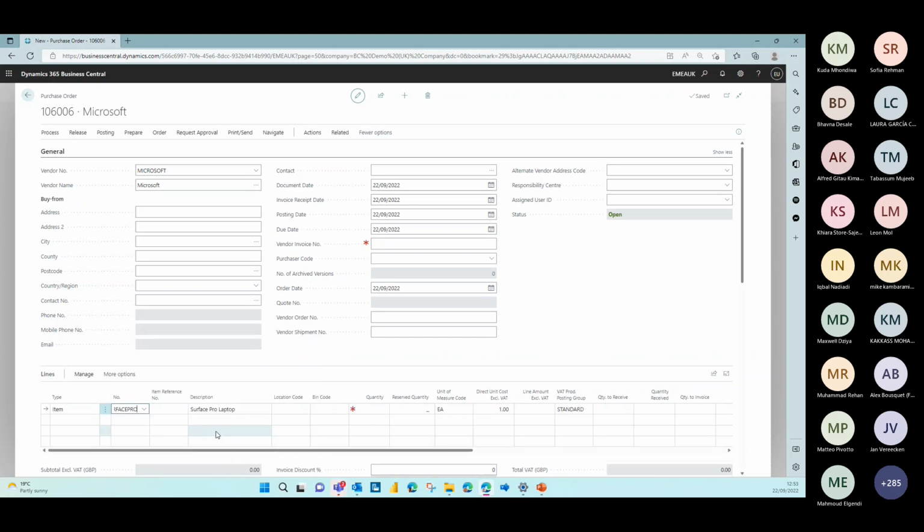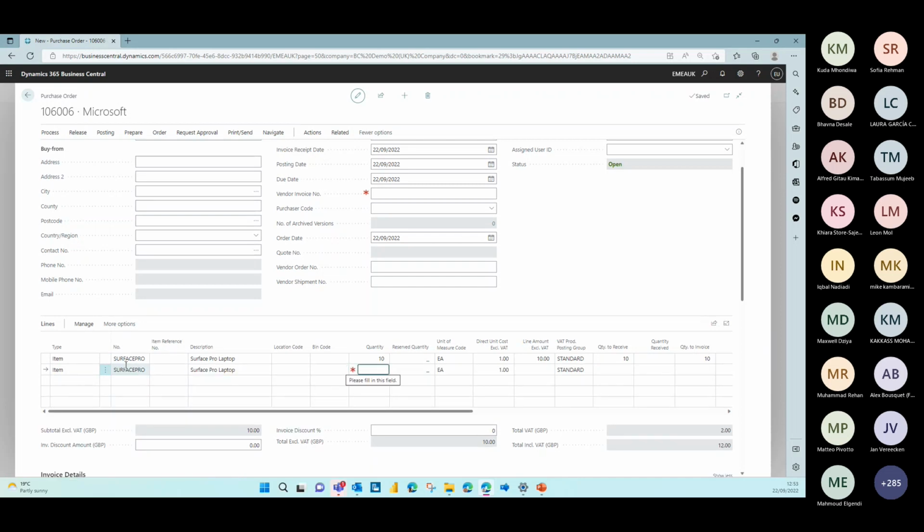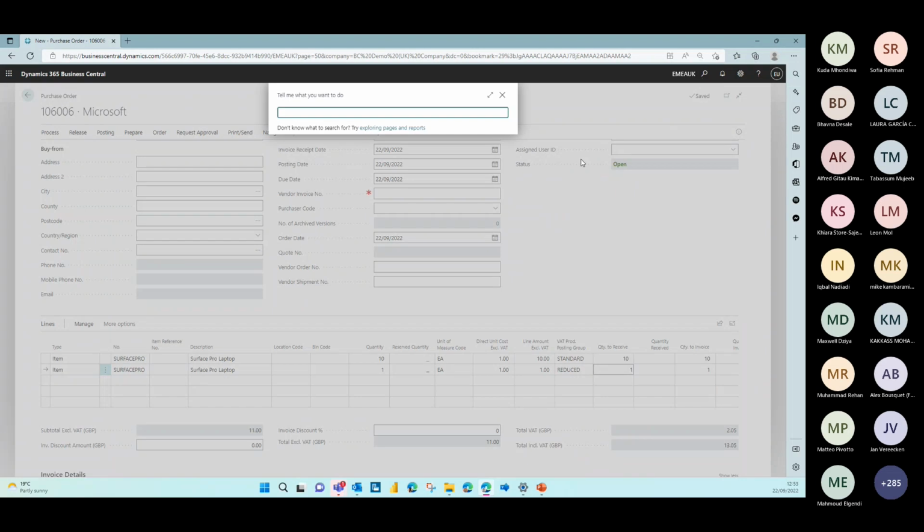I haven't set up many items for this, so I'll just use the same items. But remember that VAT product posting group? At standard, it will work out 20%. But I use the same item, F8. And this time, I change it to reduced. Notice it works out the 5% for me. And this is all from that VAT posting setup.